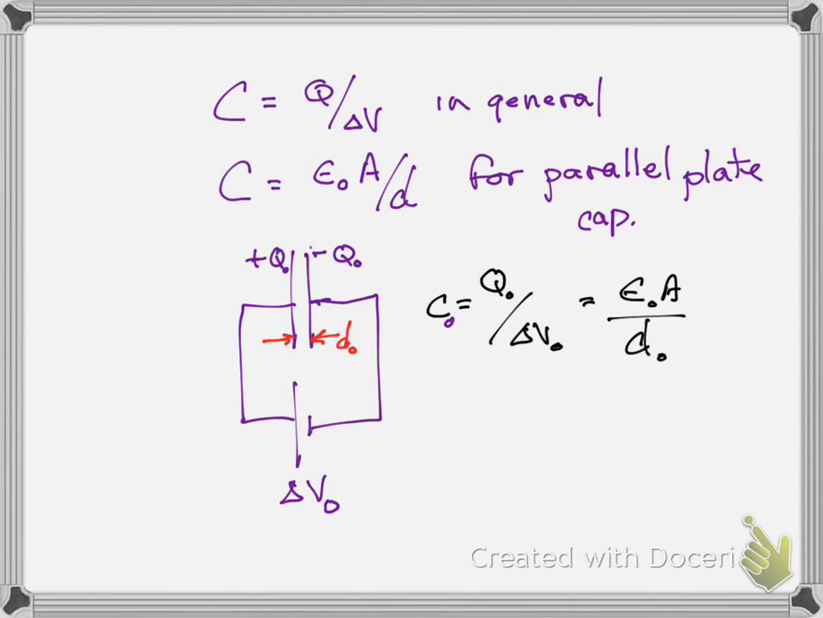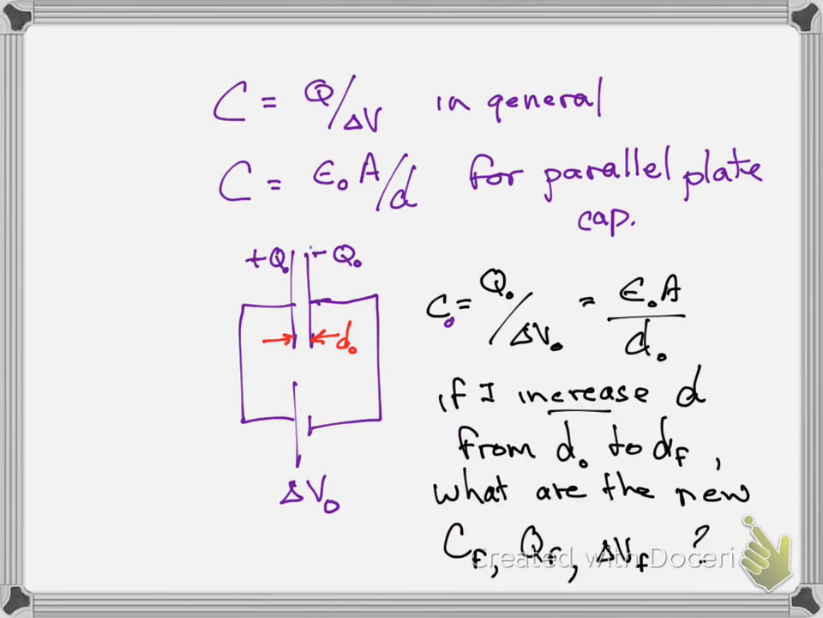So now, here's a thought question for you. Or you can even calculate it. While I'm in this situation where the capacitor is attached to the battery with voltage delta V0 across it, what if I separate the plates while it's attached? Right? Imagine the demo I had in class, and I just separate the plates while it's attached to the power supply. What changes? What are the new capacitance, charge on the plates, and delta V?